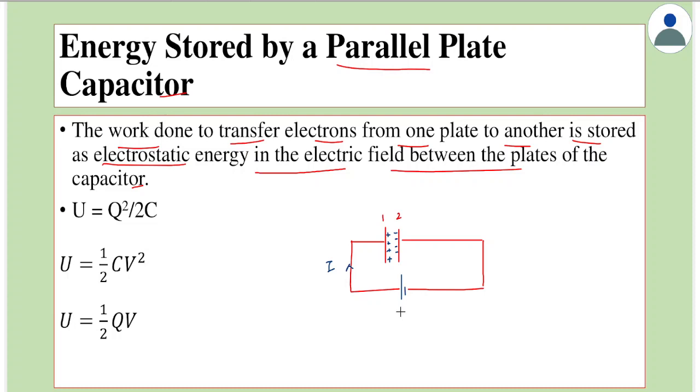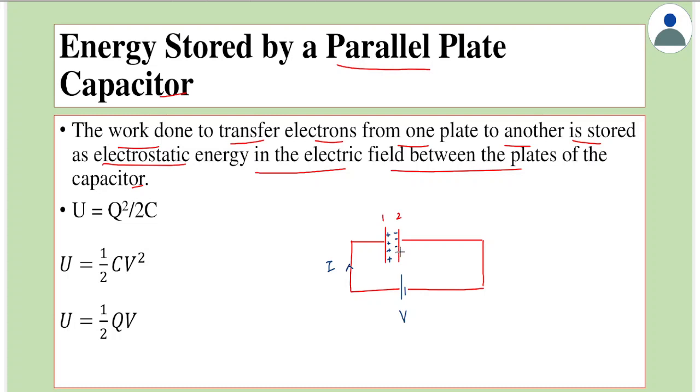Let V be its potential in this case. Now the battery is the one doing work to move the electrons. The electrons have been moved from plate 1 to plate 2. So this work done by the battery is stored as electrostatic energy in the field. Recall that we have studied that an electrostatic field stores energy. So the work done by the battery is stored as energy in this field.